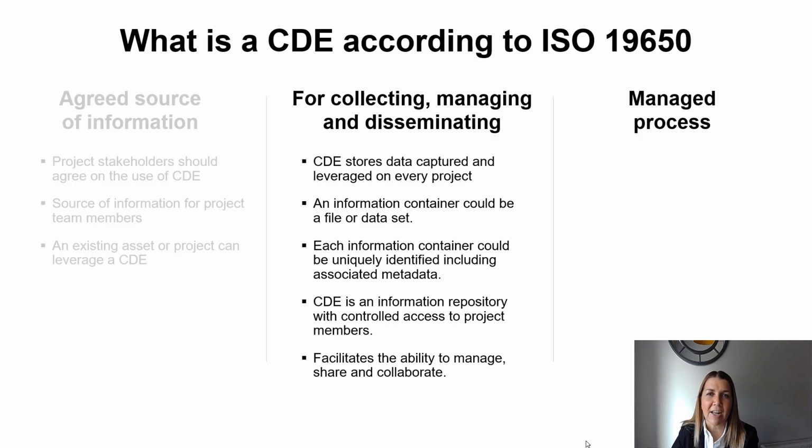An information container could be a file or data set. Information containers can be files or subsets, which can be structured or unstructured. Structured information containers consist of geometric models, schedules, and databases. And unstructured information containers could include documents, photos, videos, and many more.